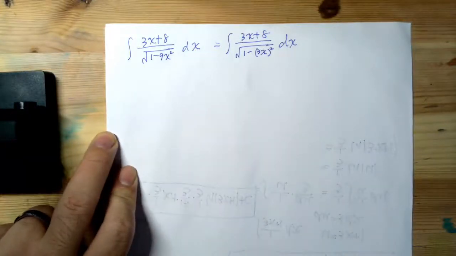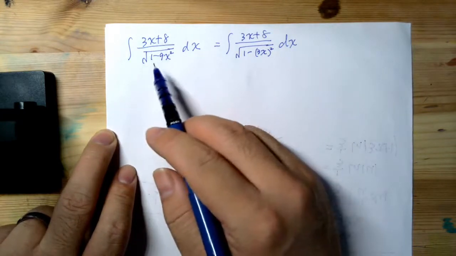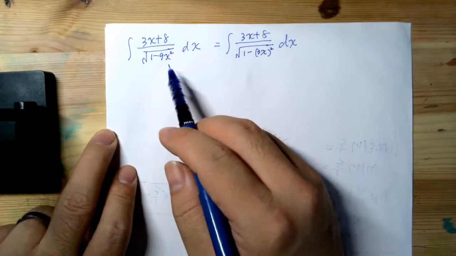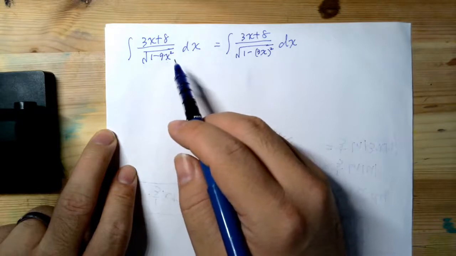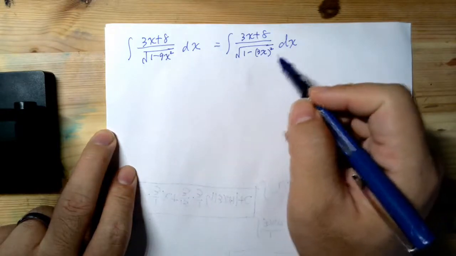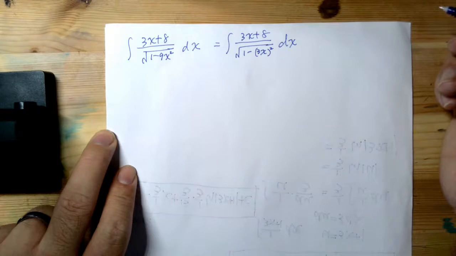Okay, so now let us look at one example like this. Integral 3x plus 8 over square root of 1 minus 9x squared. And it's very easy to rewrite those 9x squared in terms of 3x then squared. So it looks like we might be able to use the U substitution to handle that, right?